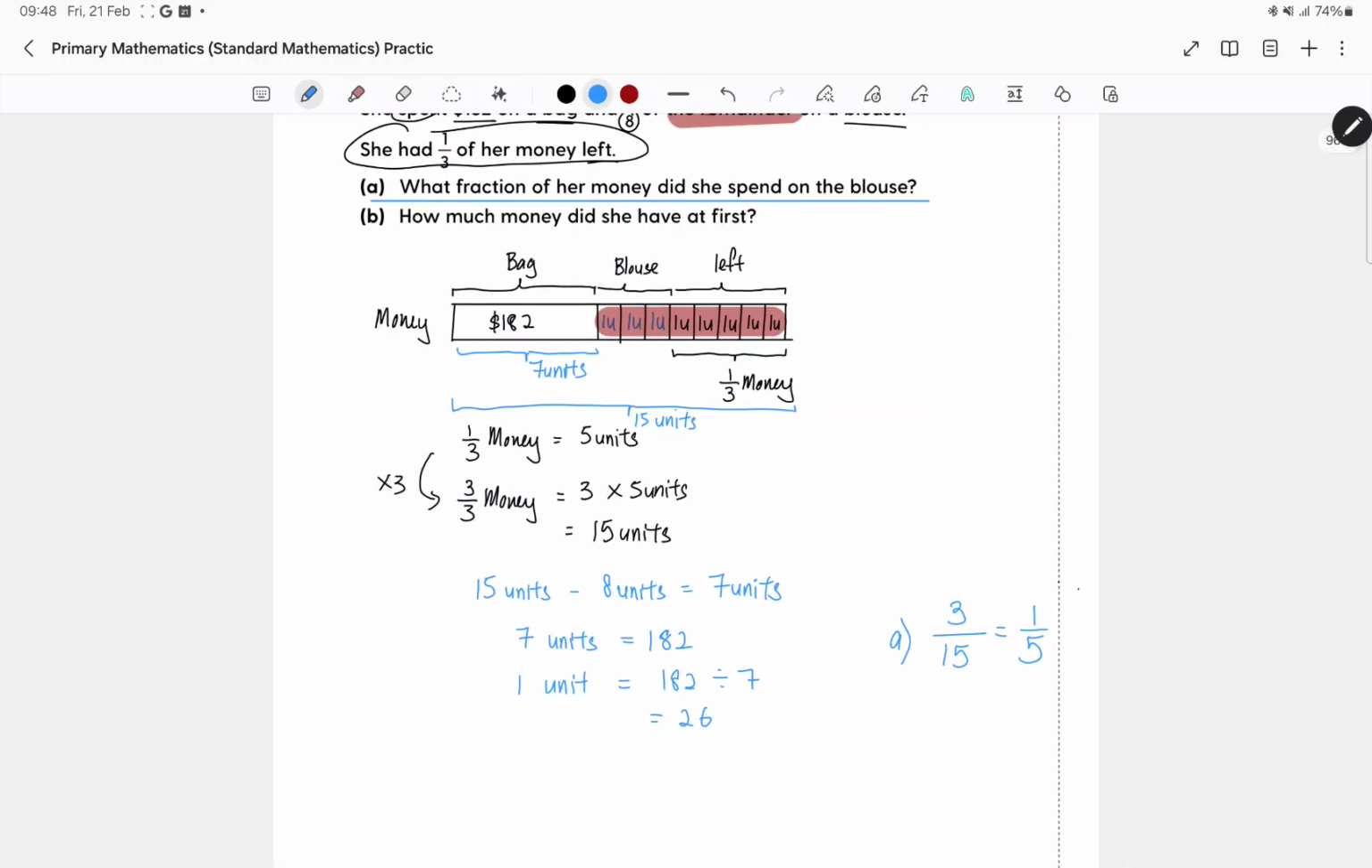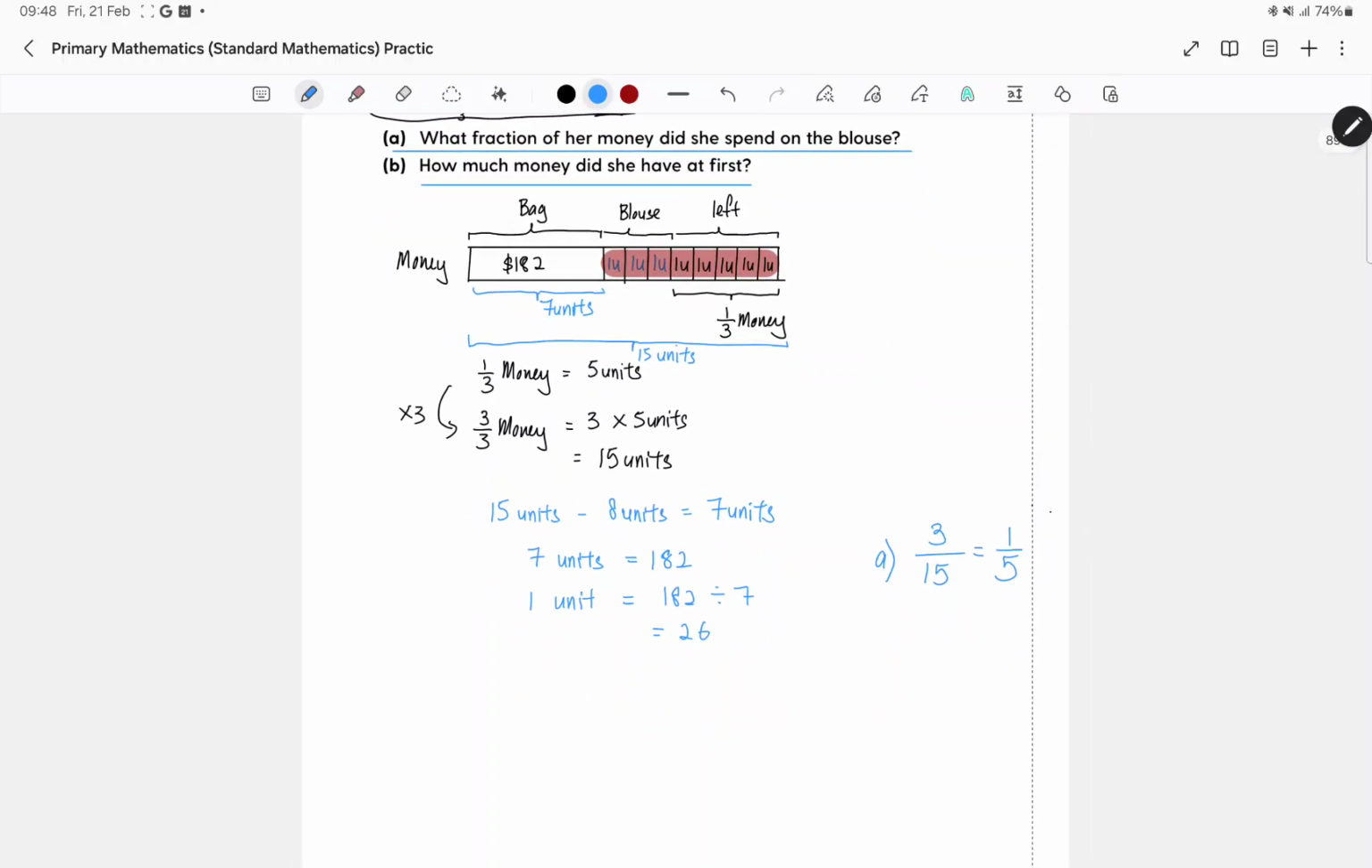Let's answer the second part of the question, which is how much money she had at first. Since the total number of units is 15 and the value of 1 unit is 26, we can find the value of 15 units by taking 15 multiplied by 26 to get 390. So the answer for the second part is $390.